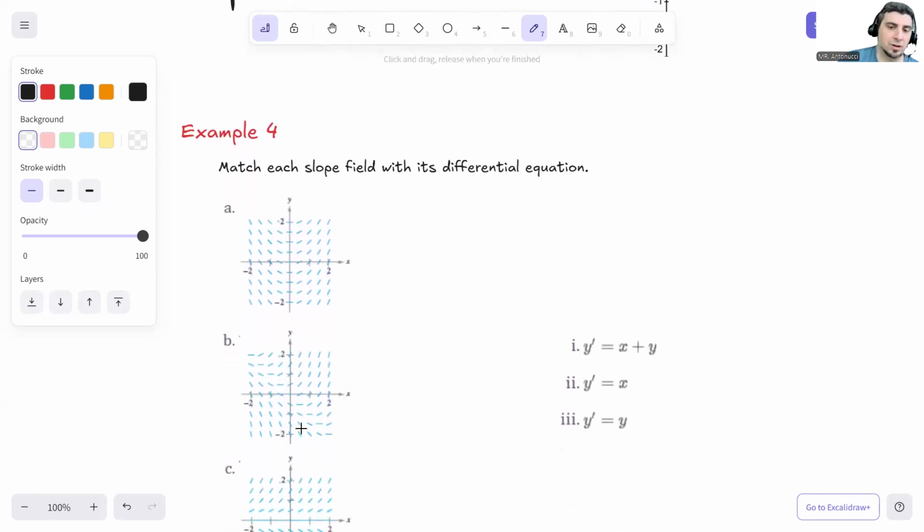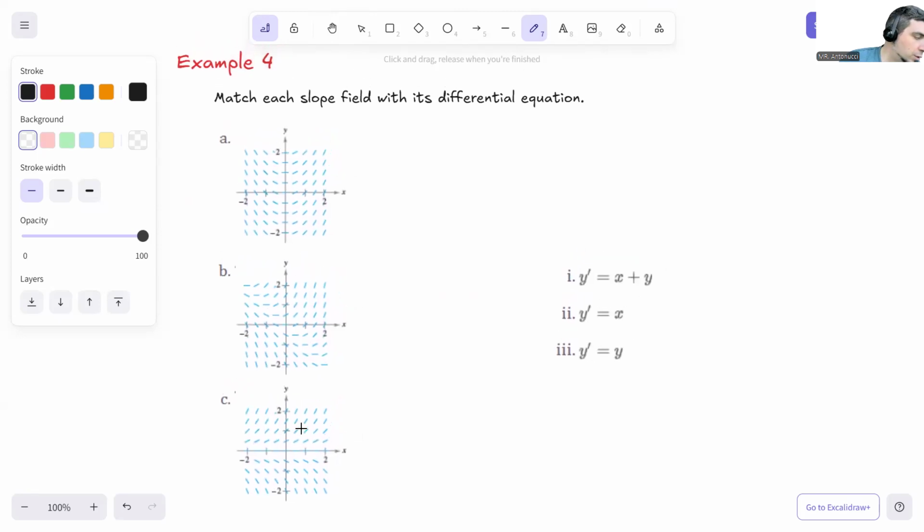In example 4 here, we're going to match each slope field with its differential equation. What we want to do is look for patterns that line up with the equation. For example, look at equation 2: y prime is equal to x. That means when x is positive, the slopes are positive. When x is negative, the slopes are negative. When x is 0, the slopes are 0, and there are no undefined points. When x equals 0, that's a vertical band at the line x equals 0, which is the y-axis. And when x is 0, the slope is 0, so you should have a bunch of horizontal tick marks.